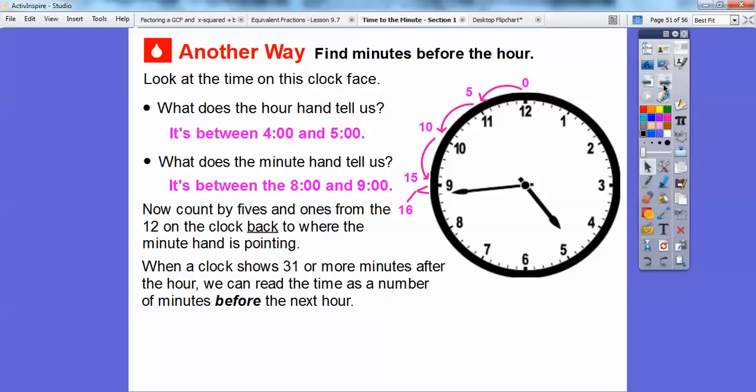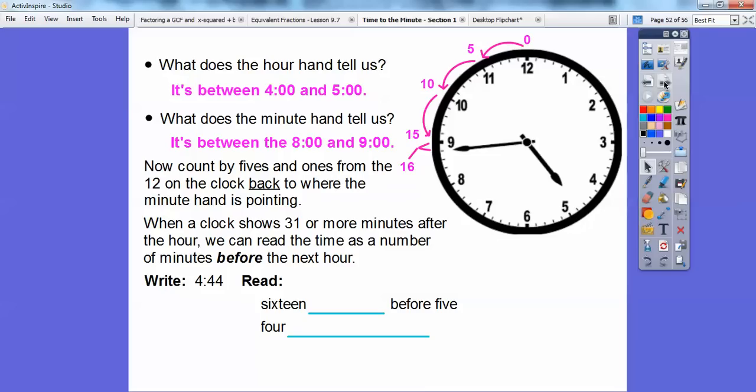So when a clock shows 31 or more minutes after the hour, so this is 30 minutes after the hour when the minute hand is down here, so this would be 31 minutes after the hour. If it's more than 31 minutes after the hour, then we can count the time as the number of minutes that are before the next hour right here. So this is going to be 16 minutes before the next hour. Okay, so let me move that up right here.